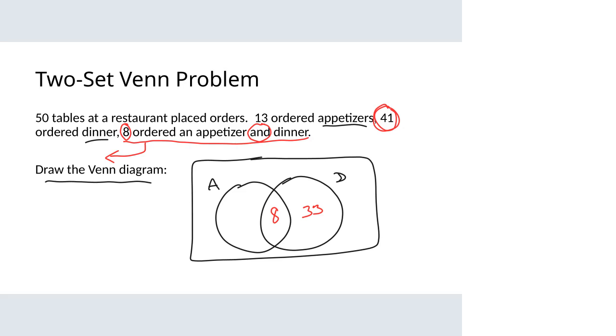Let me know if that didn't make sense, because the next thing I'm going to ask you is, all right then, 13 ordered appetizers. So how many go in region 1?